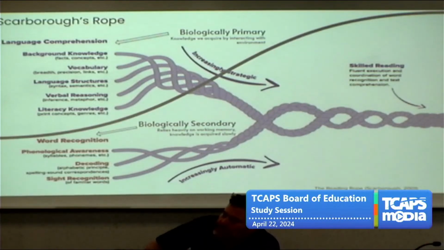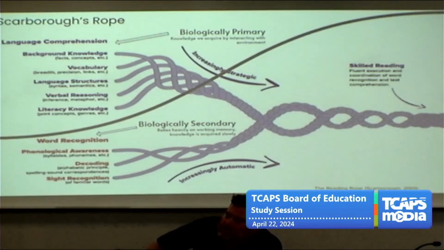Down below is the word recognition strand, and this is really your skills and your decoding. This is the area where students really need to be explicitly and systematically taught how to do this. And if they are not explicitly and systematically taught this, they really struggle to be successful. So both of these things need to be in place in order for skilled reading to happen.